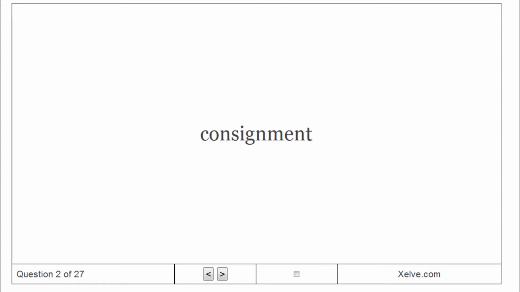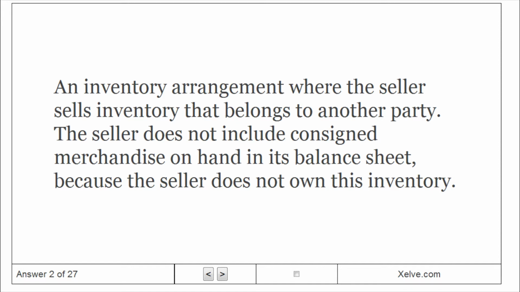Consignment. An inventory arrangement where the seller sells inventory that belongs to another party. The seller does not include consigned merchandise on hand in its balance sheet because the seller does not own this inventory.